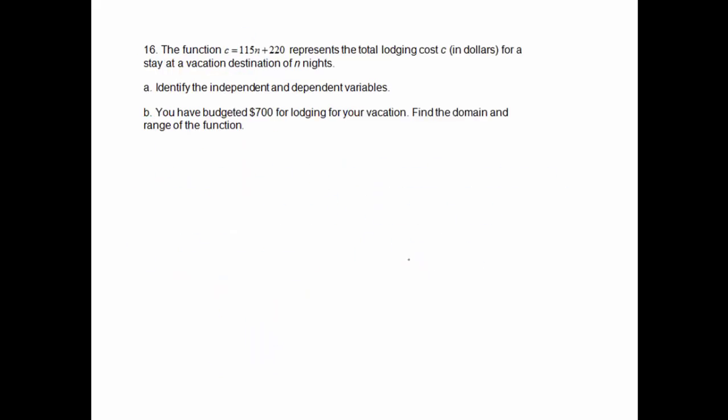Okay, number 16, the function c equals 115n plus 220 represents the total lodging cost c in dollars for a stay at a vacation destination of n nights. A, once again, is to identify the independent and dependent variables. So for the independent, what do I get to choose? What do I have freedom about? I get to choose how many nights that I stay. So the independent is going to be n, which is the number of nights.